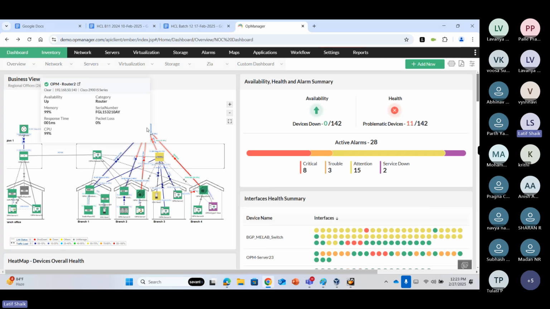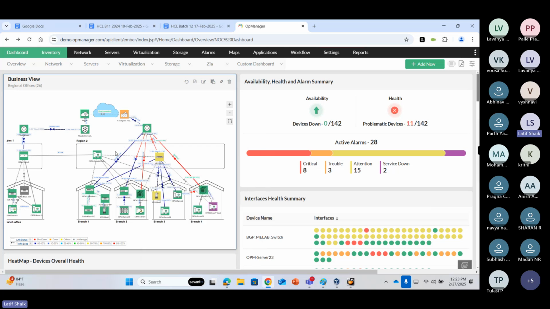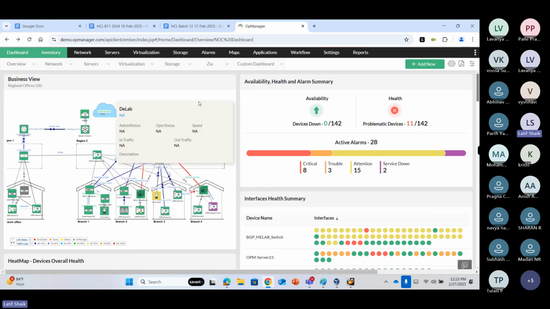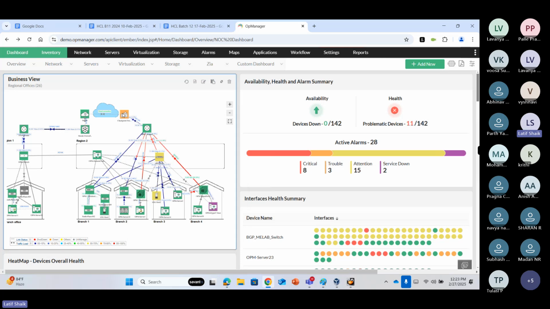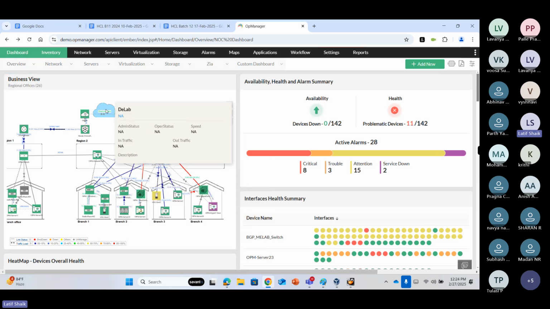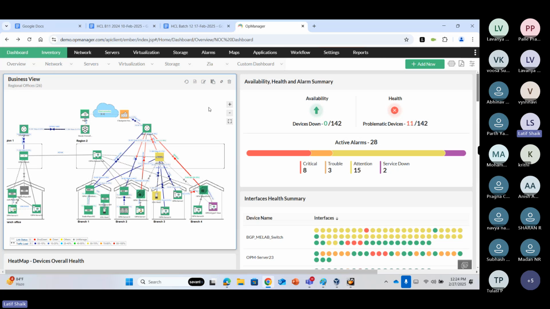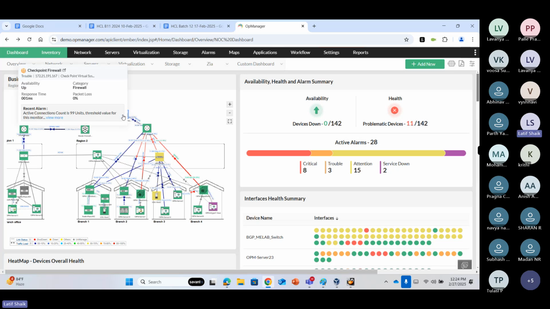This is some router which is down, and it affects this entire network, right? They will miss this connectivity. They can't connect from here to here if this router is down. And maybe this firewall: you can see it has zero packet loss and is up and running well.